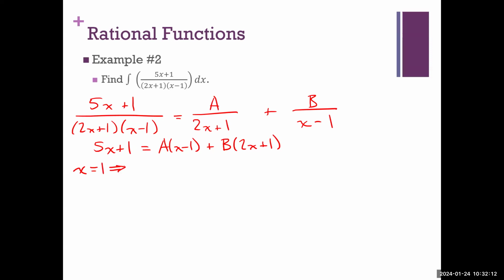If x equals 1, then what does the left-hand side of the equal sign become? Actually, I'll just do it out in detail. 5 times 1 plus 1 equals A times 0 plus B times 3. So what does that give us? That gives us that 6 equals 3B, or B equals 2. So this is something you always have at your disposal. You can choose strategic values of x that make these solutions easier to get a hold of. Can I do that again?